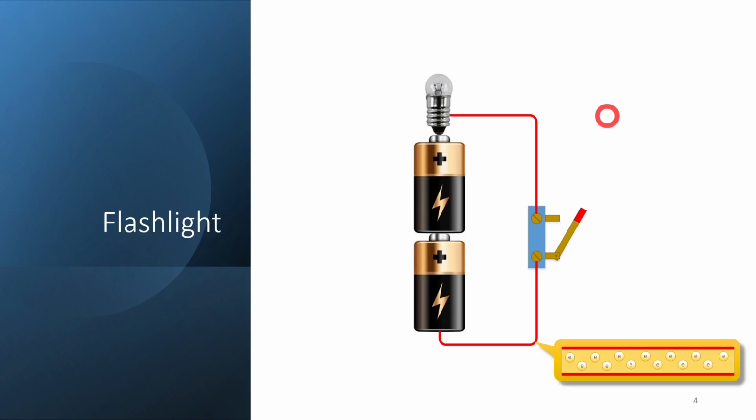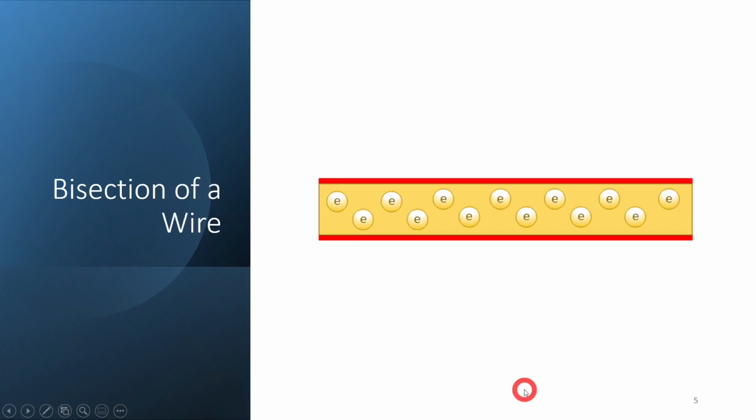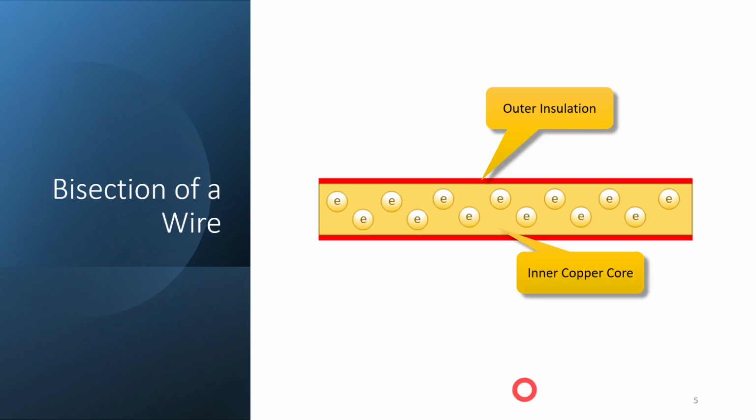What we want to do is bisect this wire down here and look at what's happening internally. So here is a bisection of that wire, and this outer shell is the insulation, the red portion. That's our outer insulation, which no current will flow through, but this inner golden color is our copper core. So what I'm trying to depict here is a wire that's been cut in half, right down the middle, and so we're looking at what's happening internally.